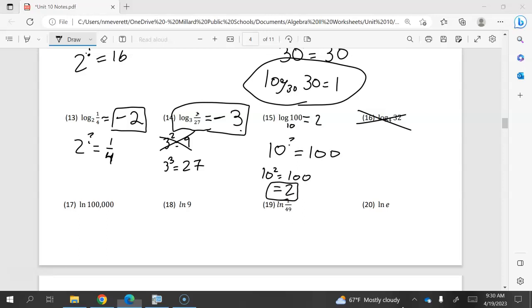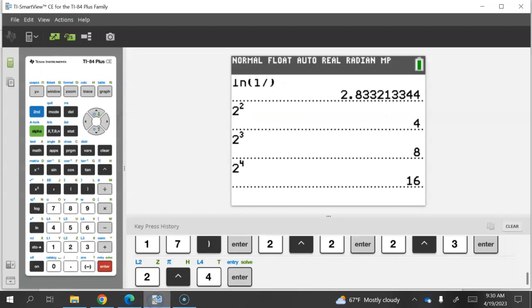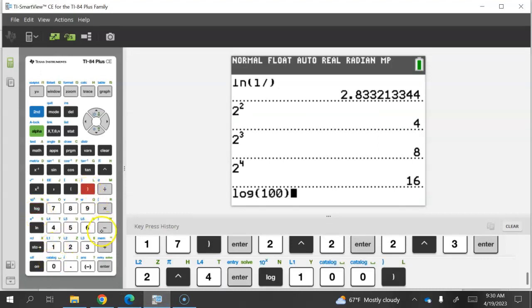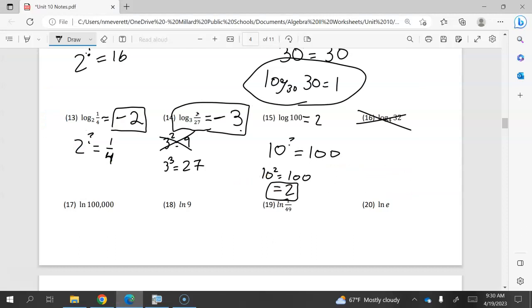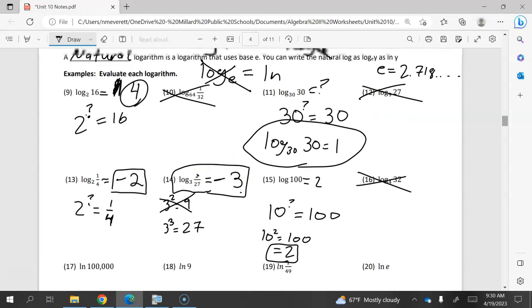Now you notice that this is just a log of 100. There's nothing else here that you can't type into your calculator. So log of 100, close that parentheses up. Hey, that's just 2. So log of 100 is just 2, the same thing. So this one, if it's nice, you can do it by hand, but if it's not, you can just type it into a calculator.